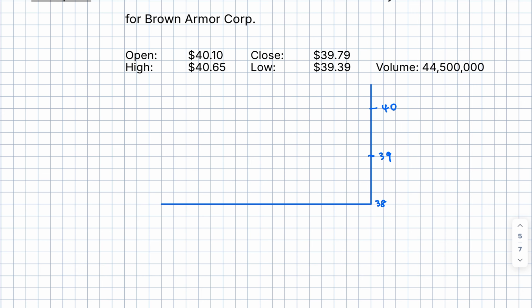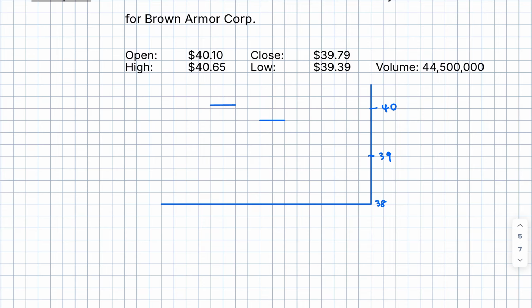So our opening was 40.10. So we can go ahead and say that it started right about here, and it closed at 39.79. So let's say that it's right about here. Okay, and now I should probably move this high over, so that we can make room for the rectangle.